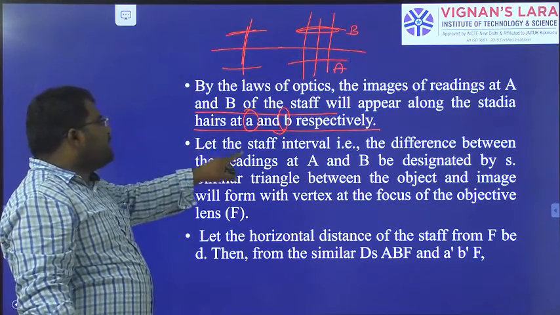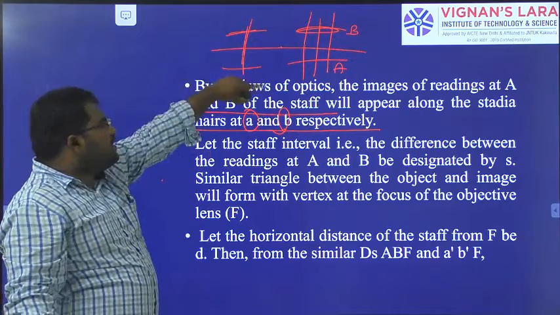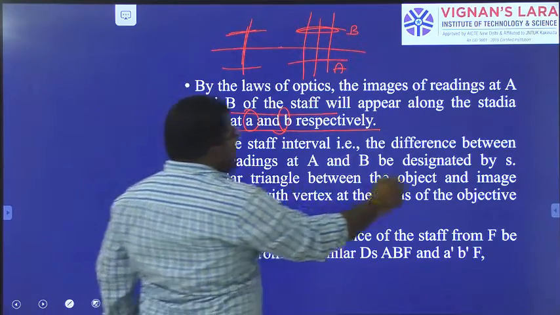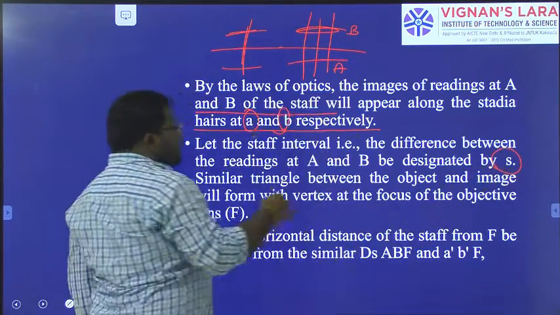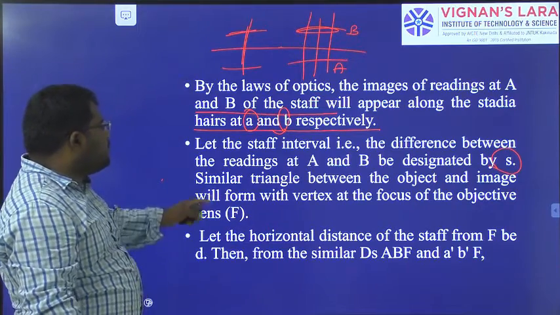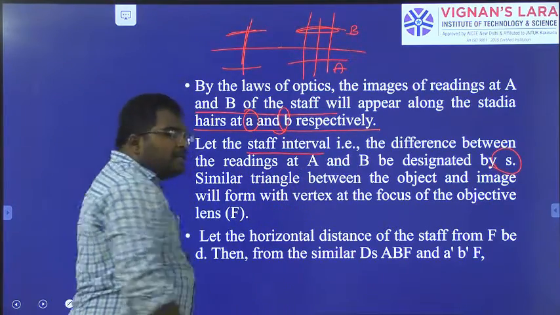Respectively, the staff interval, that means the difference between the readings A and B, is designated as S. So that is called staff intercept. Also we can call it staff interval, right?